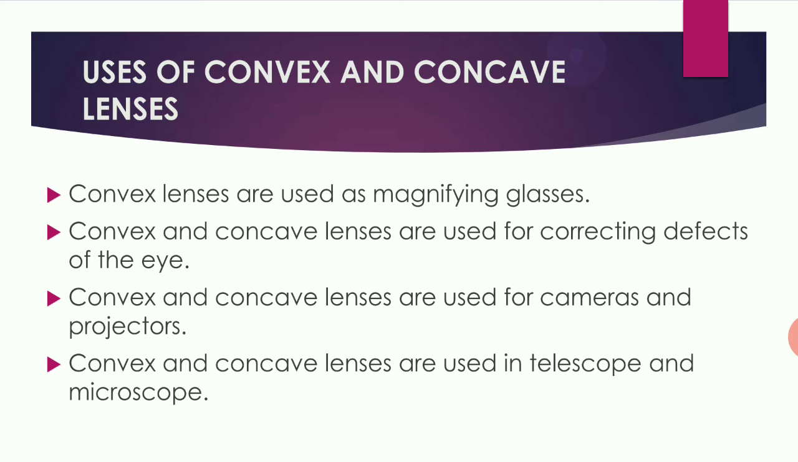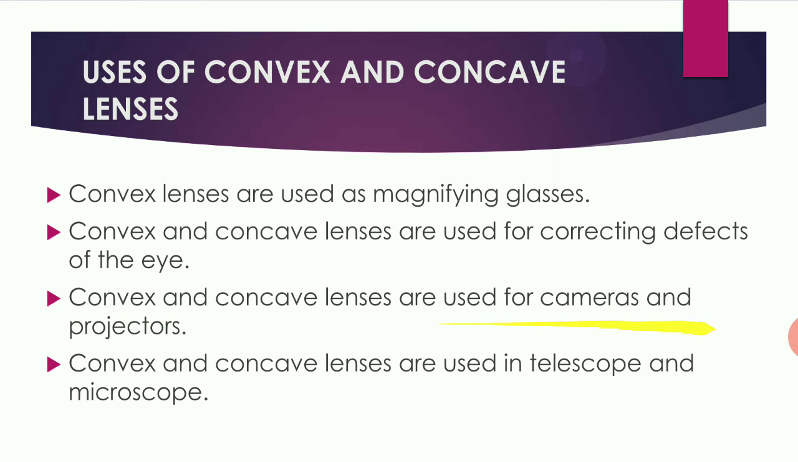Uses of convex and concave lens. Convex lenses are used as magnifying glasses. Magnifying glasses, you know what magnifying glasses are. Convex and concave lenses are used in correcting the defects of the eye. Suppose a child is suffering with an eyesight problem, so we can use concave and convex lenses for correcting its defect.